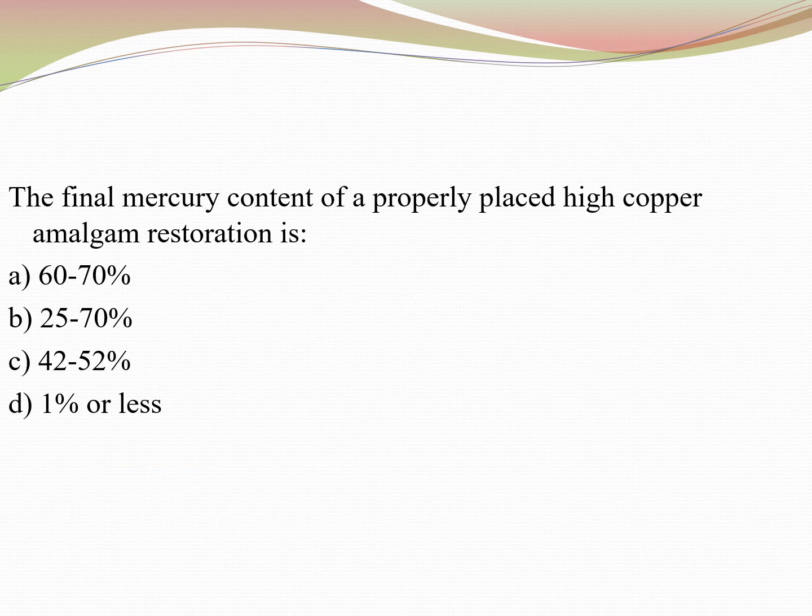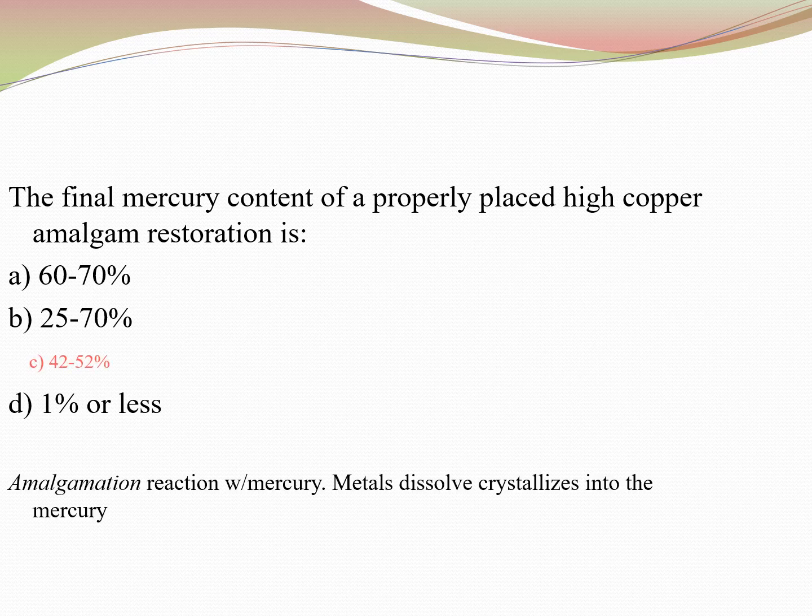The final mercury content of a properly placed high copper amalgam restoration is A, B, C, or D. And we'll just look at that because somebody might know this answer, but we're just going to look at it real quick. And it is 42 to 52%, the final mercury content. Again, those are high copper amalgams that are used, and they don't have that gamma 2 phase.